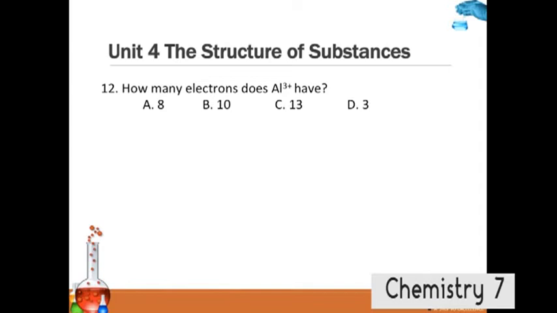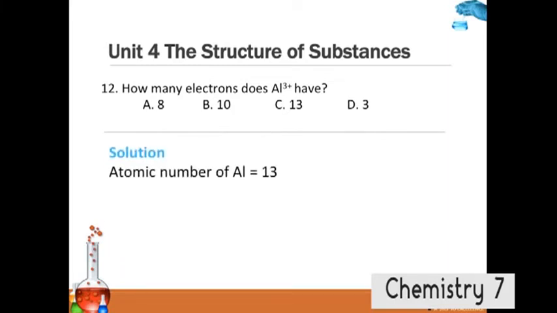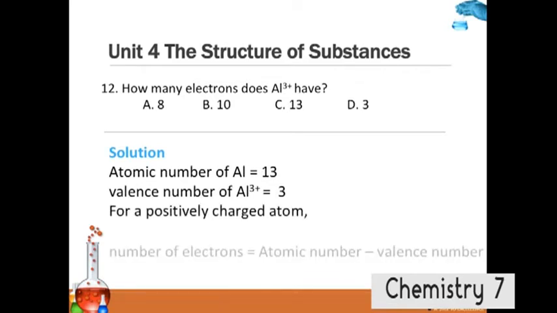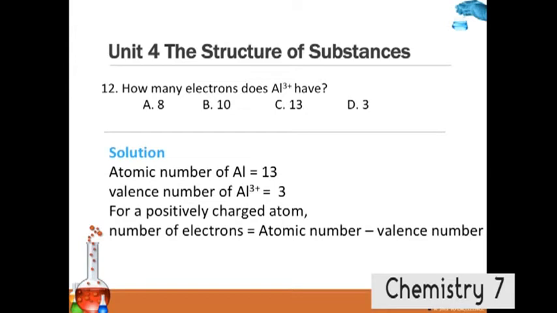How many electrons does aluminum 3+ have? 8, 10, 13, or 3? The atomic number of aluminum is 13. The valence number of aluminum 3+ is 3. For a positively charged atom, the number of electrons equals the atomic number minus the valence number. So the number of electrons is 13 minus 3 equals 10. The answer is 10.